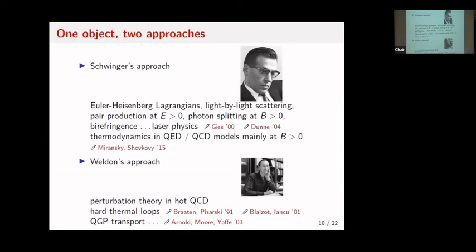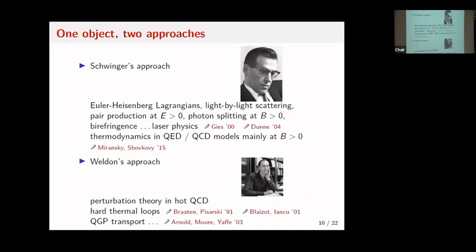Weldon's approach is used typically in a slightly different context, mostly in QGP physics. Because it was then generalized to hot QCD, basically, this perturbative approach. And it was basically the basis of the hard thermal loop approach. It has been used in QGP transport, quark-gluon plasma, photon emissivity, and so on. So quark-gluon plasma physics. The point I would like to make here is that these two approaches are very famous and very well known.